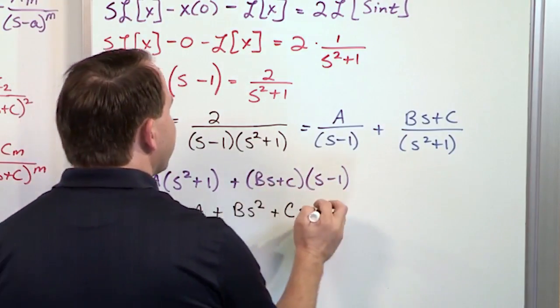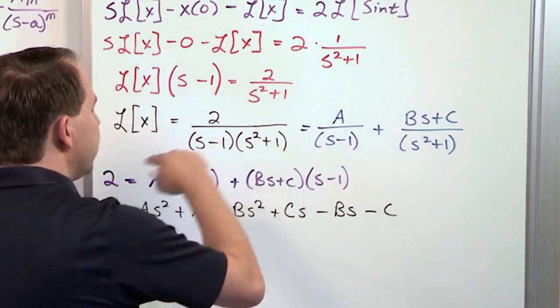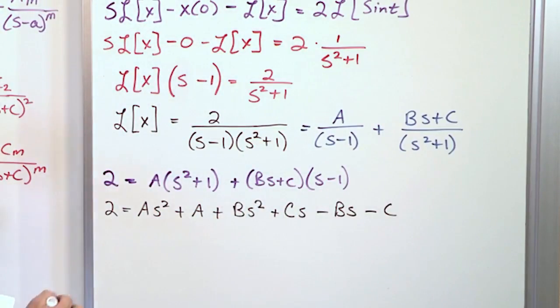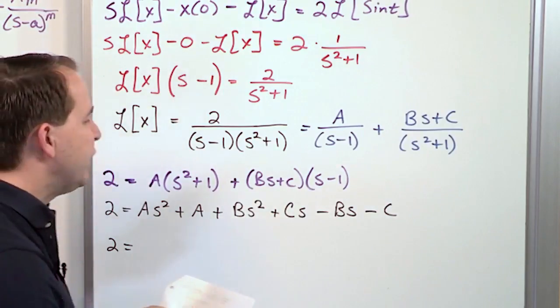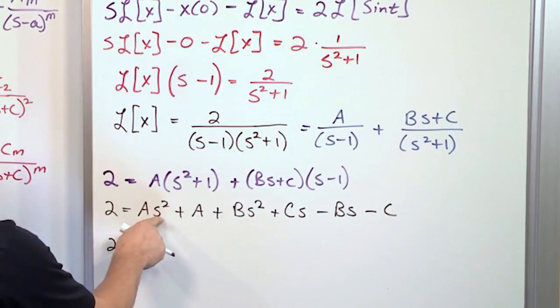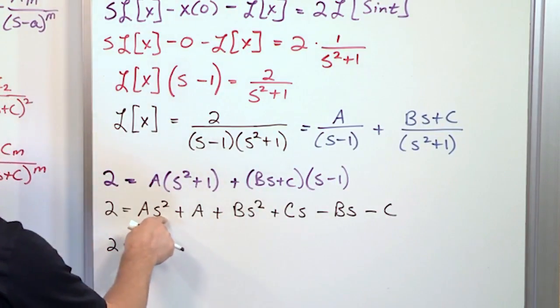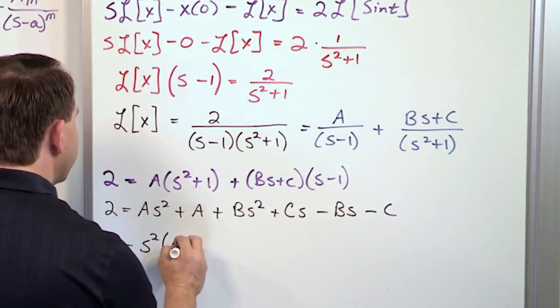For the outside terms, we'll have negative bs. And for the last terms, we'll have negative c. So we literally are just doing algebra on all of that stuff. And then we want to collect terms, but we want to collect them in groupings of s squared, and so on. So we look for the s squareds, and we see we have two of these guys. So we factor out this s squared, and it's a plus b.